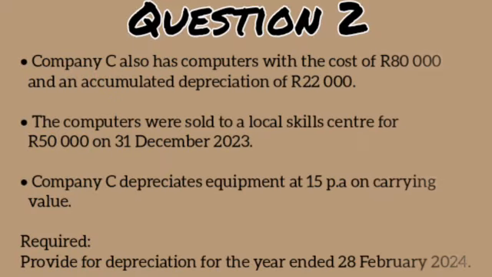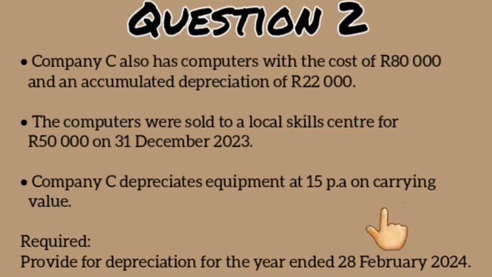The second question reads, Company C also has computers with the cost of 80,000 rands and an accumulated depreciation of 22,000 rands. The computers were sold to a local skill center for 50,000 rands on the 31st of December 2023. Company C depreciates equipment at 15% per annum on carrying value. Provide for depreciation for the year ended 28 February 2024.